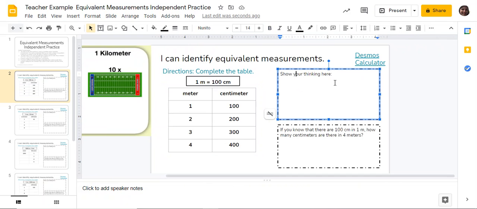So, to show my thinking here, what I just did was multiplication, right? 2 times 100 equals 200. 3 times 100 equals 300. 4 times 100 equals 400.